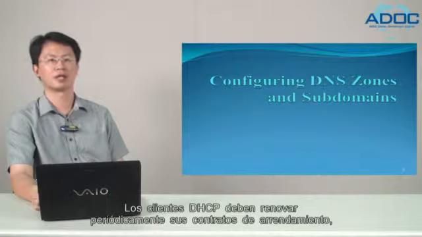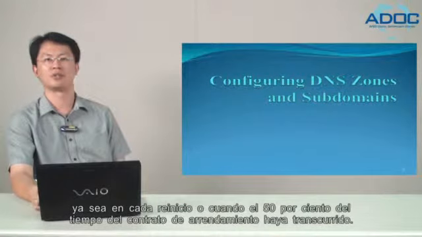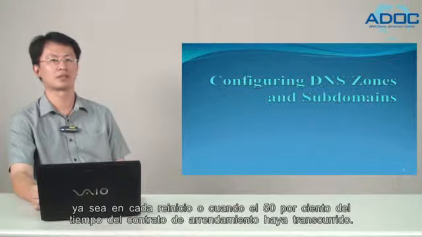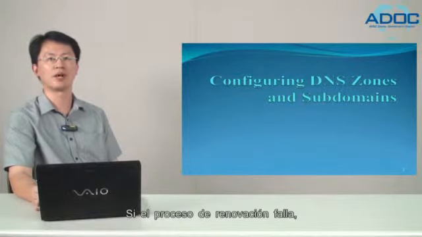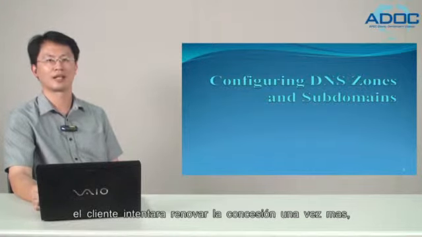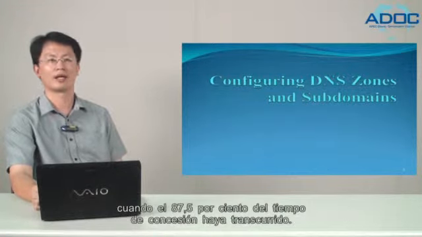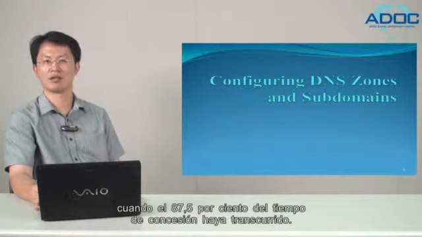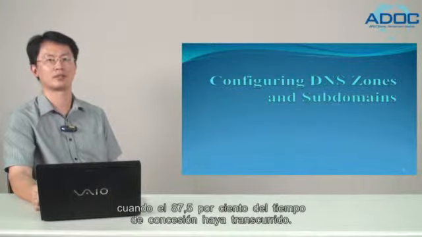DHCP clients must renew their leases periodically, either at restart or when 50% of the lease time has passed. If the renewal process fails, the client tries to renew the lease again when 87.5% of the lease time has passed.